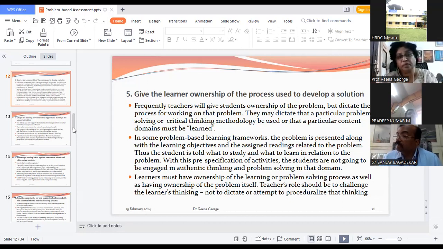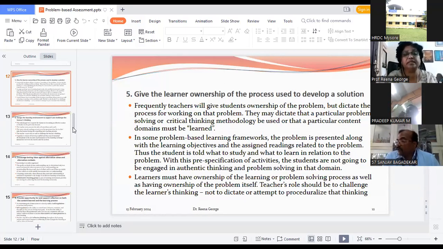So the teacher is fixing up the domain. The teacher will fix that, take the students to the library and ask them to search for knowledge, and they will have to come up with an assignment. So the domain is fixed there, and it is fixed by the teacher. And in some problem-based learning frameworks, the problem is presented along with the learning objectives and the assigned readings related to the problem. We see all the learning objectives there, and at the end of the assignment, you even suggest reading materials. You go to this website, you refer this textbook, reference books are there, reference websites are there, and the students are asked to visit them.